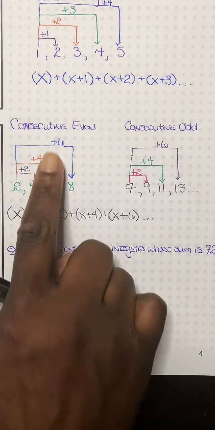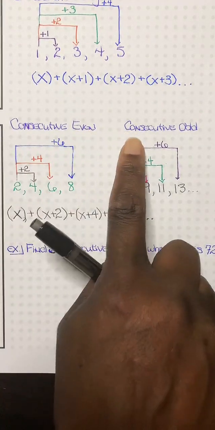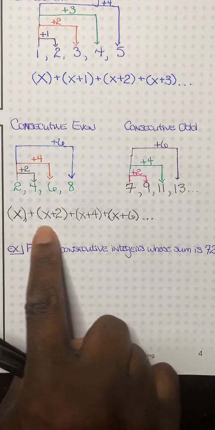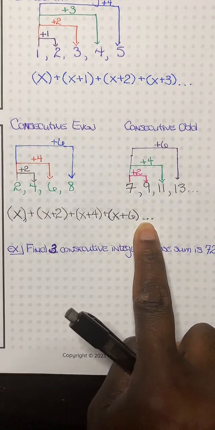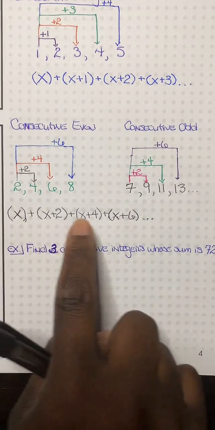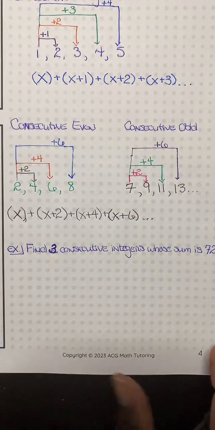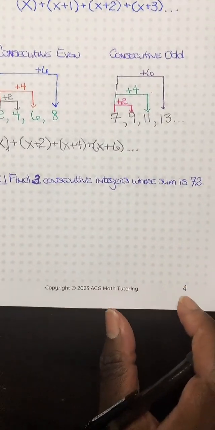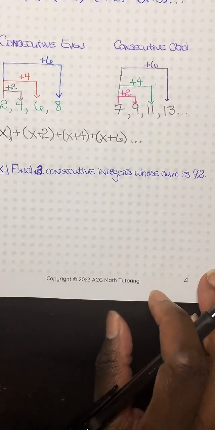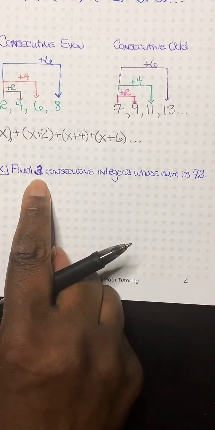So, regardless if they're saying consecutive even or consecutive odd, you're still doing the same pattern. You're taking everything and you're adding in the process of 2. So now, let's practice. Shall we? We shall. All right, I want us to find 3.